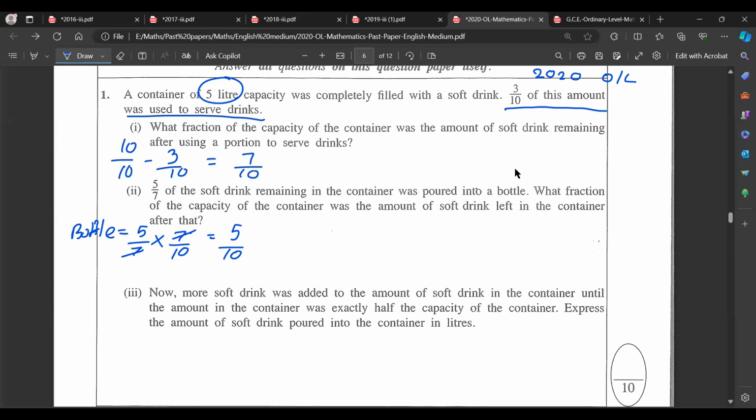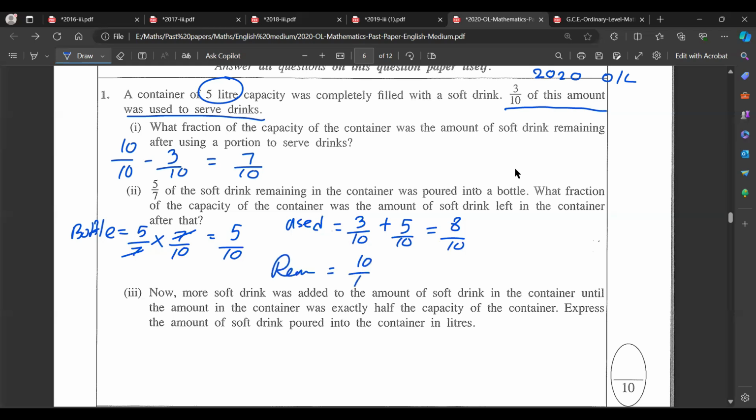Now the used part, tell me the used. Here in the beginning 3 out of 10. Now used another 5 out of 10. Altogether 8 out of 10 is used for something. So they ask you the remaining after that.